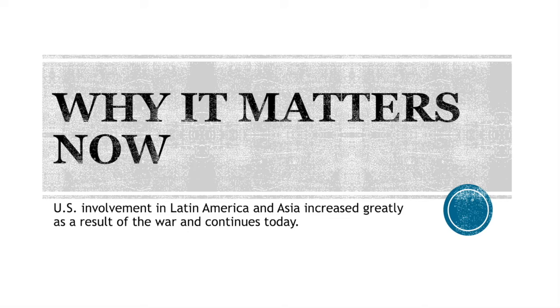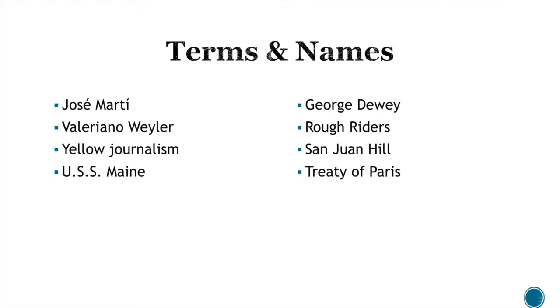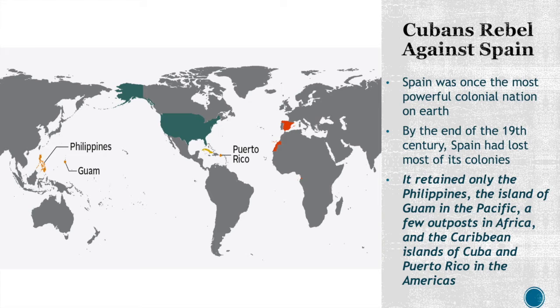Now, why does this matter? U.S. involvement in Latin America and Asia increased greatly as a result of the war and continues today. All right, so Cubans rebel against Spain. Spain was one of the most powerful colonial nations on the earth. And by the end of the 19th century, Spain had lost most of its colonies, and it retained only the Philippines, an island off of Guam in the Pacific, and a few outposts in Africa and the Caribbean island of Cuba and Puerto Rico in the Americas.